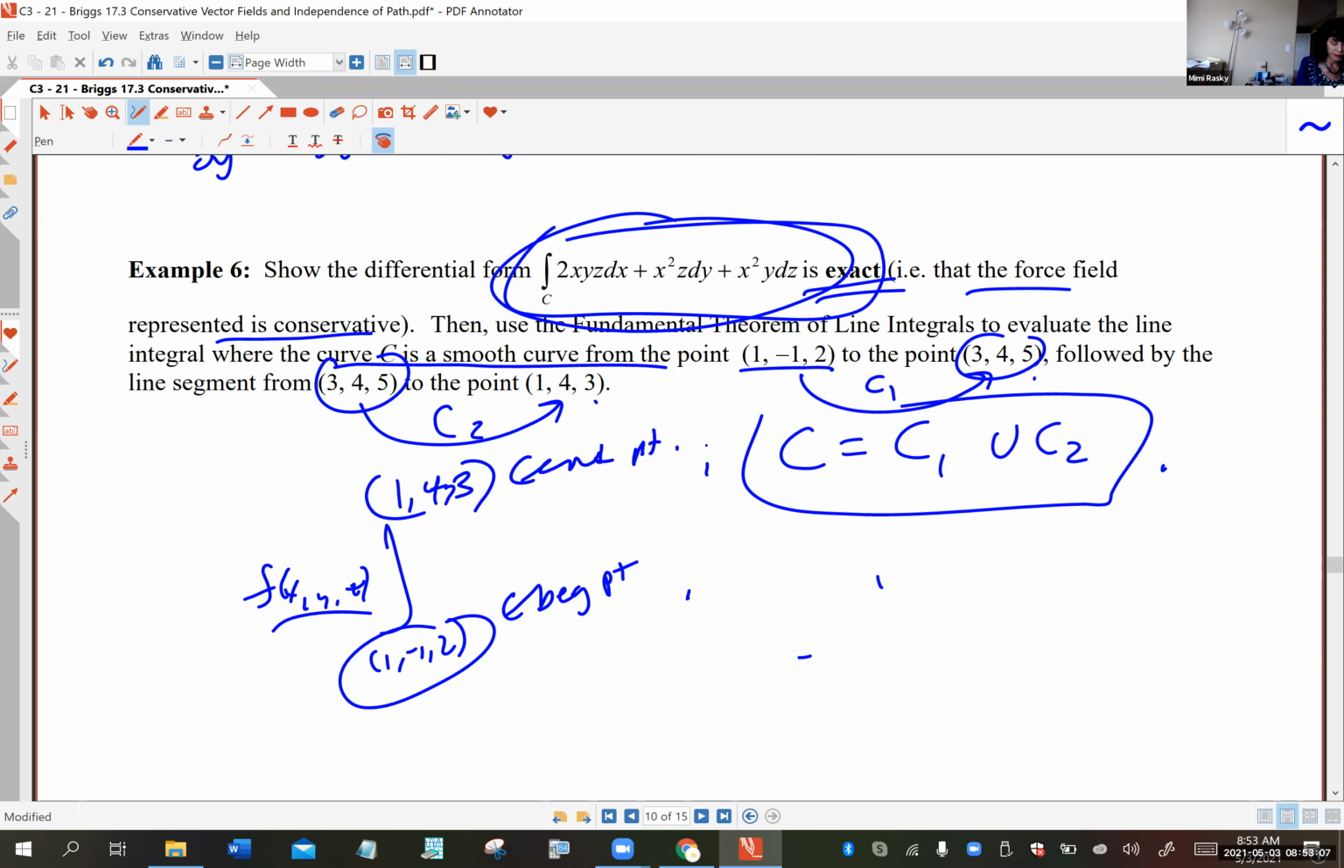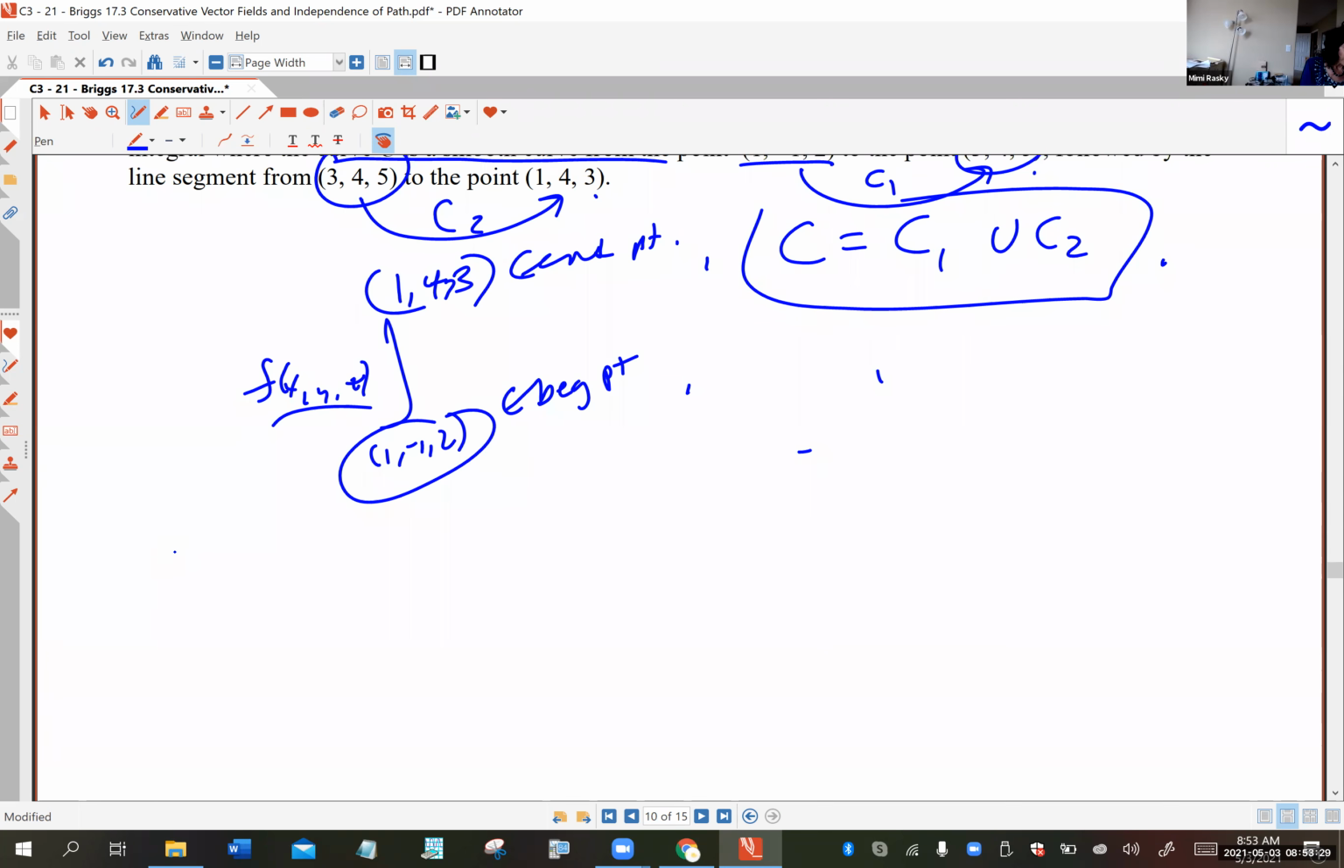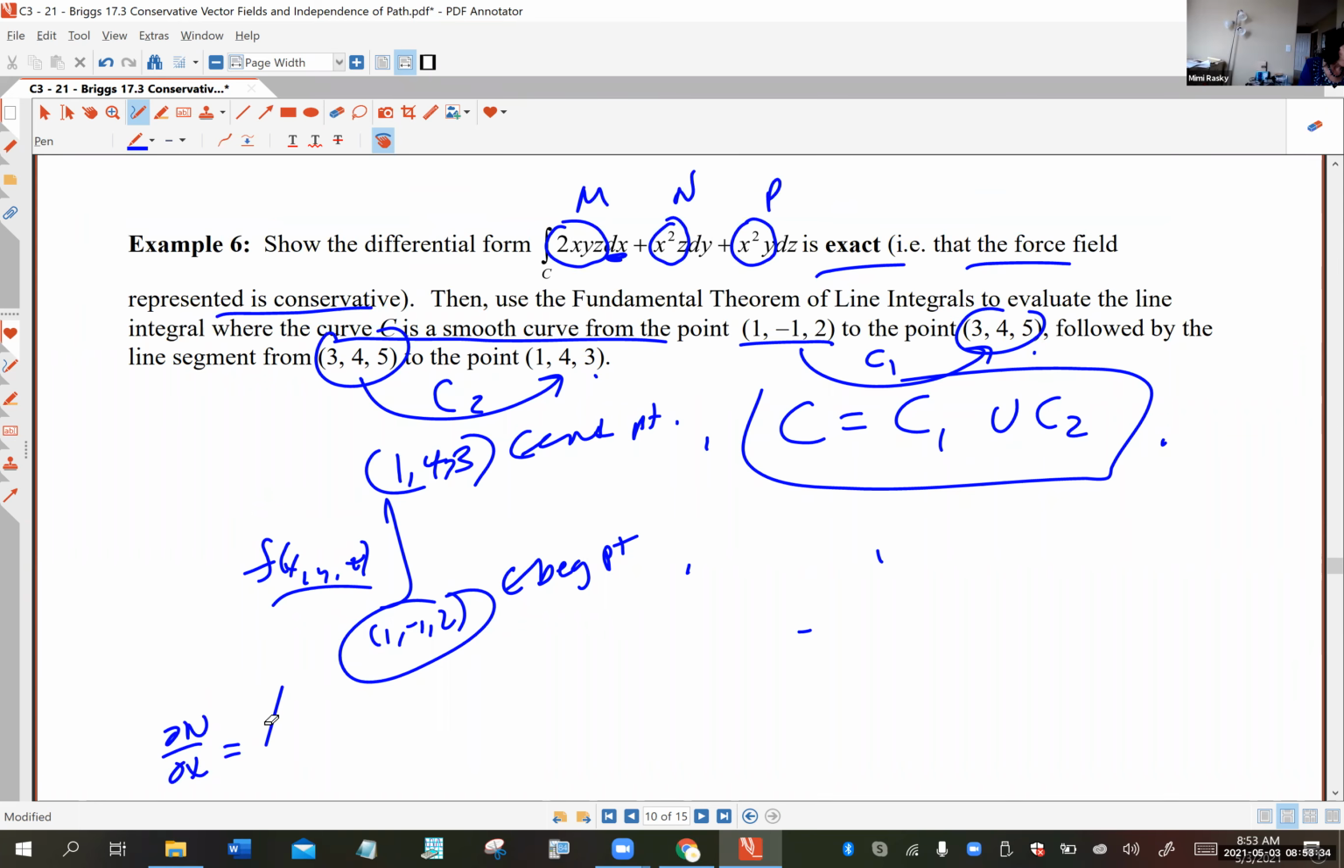No intermediate stops needed. Now, first, to prove it's exact, we are going to show that it is conservative. So how do we do that? Anything multiplying the dx is understood to be the M component of your vector field, and then the dy factor there, x squared z, is N, and then x squared y is P. Okay, so let's get dN/dx. The partial of x squared z with respect to x is 2xz. Is that the same as dM/dy?